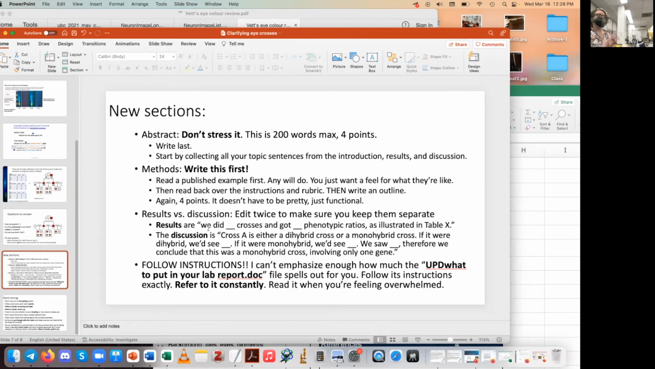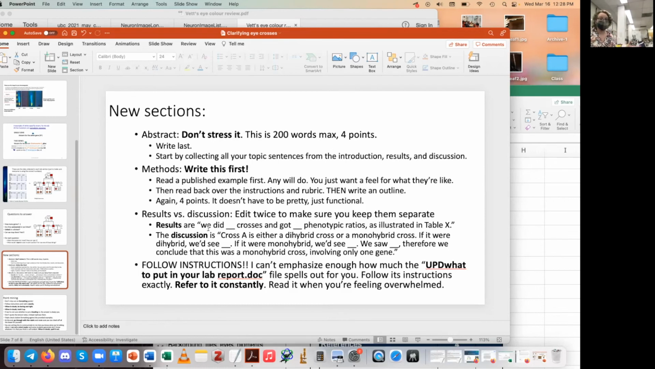Results and discussion are sometimes hard to separate out. I struggle with it because when I write a result, I want to then write a sentence about how it's really cool, and also it means this thing. And you have to hold back. The results are, we did these crosses and got these phenotypic ratios as illustrated in table X. The discussion is, cross A is either a dihybrid cross or a monohybrid cross. If it were dihybrid, we'd see this. If it were monohybrid, we'd see this. We saw this, therefore, we conclude this. So all of that analysis is the discussion.